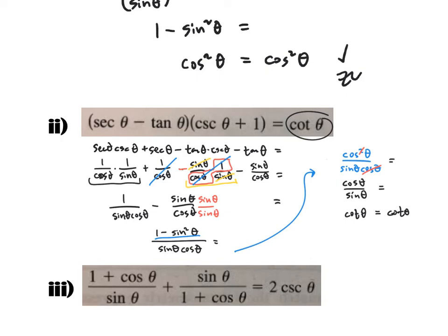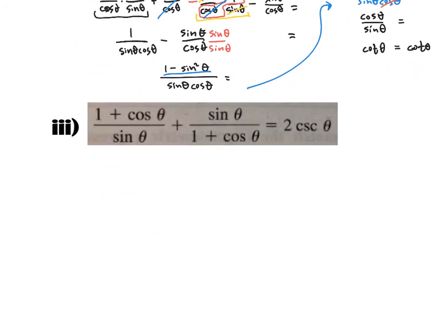Let's look at the very last problem. The very last problem that I have here looks to be a somewhat challenging problem. I want to show that the following expression is equal to 2 cosecant theta. The first thing you're going to want to do is look at the denominators, and notice that the denominators are different here.